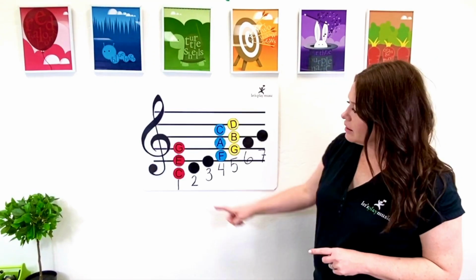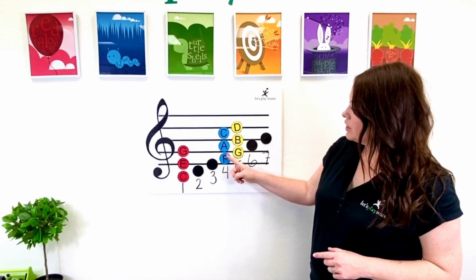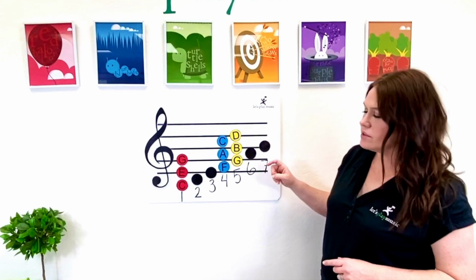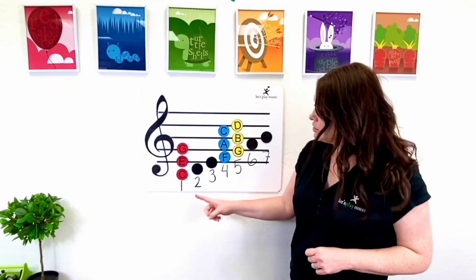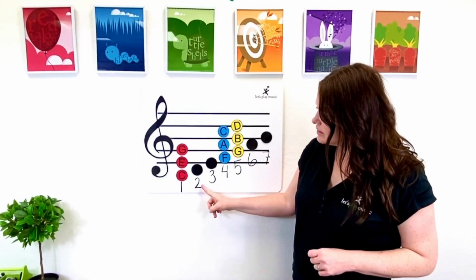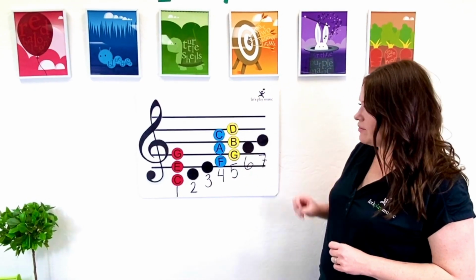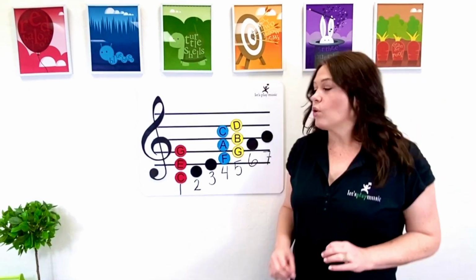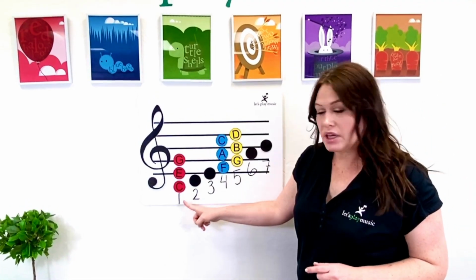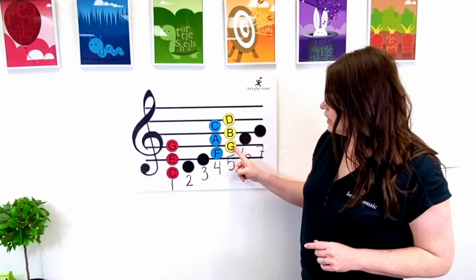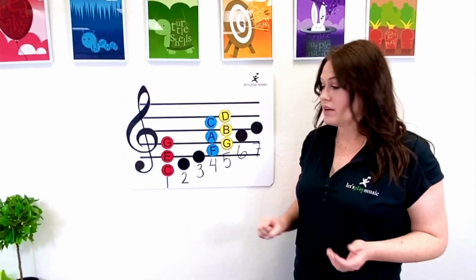I have up here my C major scale, and I've labeled each of the scale degrees of that C major scale. You can see first scale degree, second, third, fourth, fifth, sixth, and seventh. For them to be primary chords, I need to build a triad on the first scale degree, the fourth scale degree, and the fifth scale degree, and that's what I've done here.